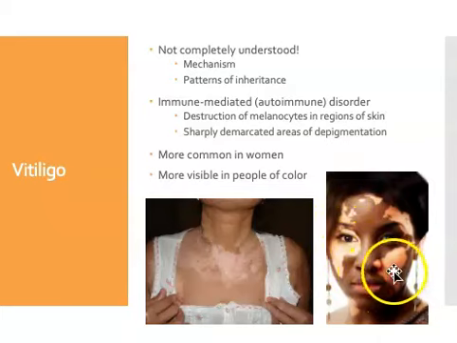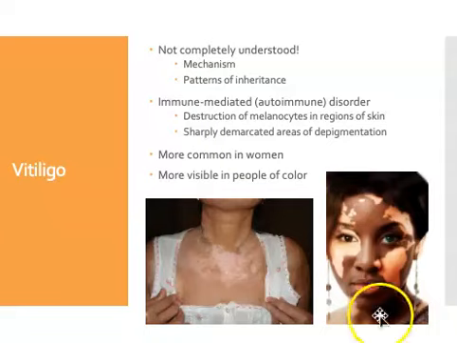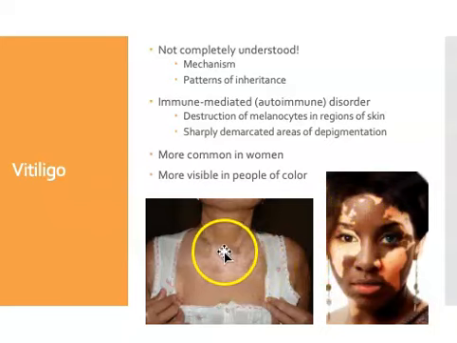These areas of depigmentation usually have very sharp margins associated with them. Now, vitiligo is more common in women, and of course it's more visible in people of color because their skin is darker to begin with. So when they lose pigment, it just shows up more than it does in people who have lighter skin.